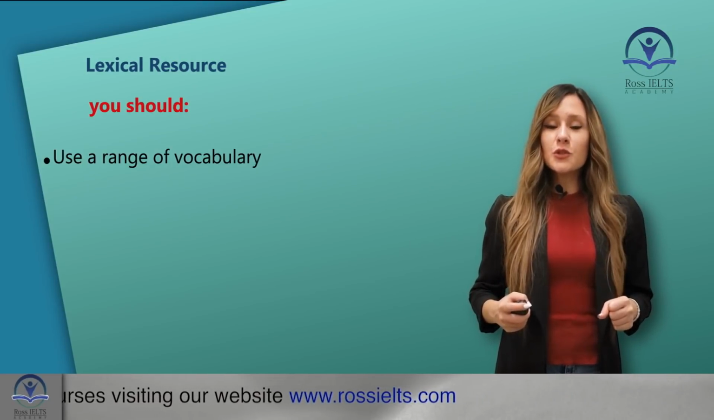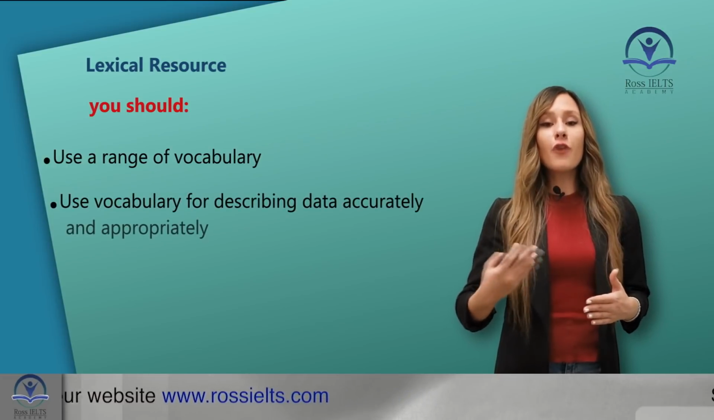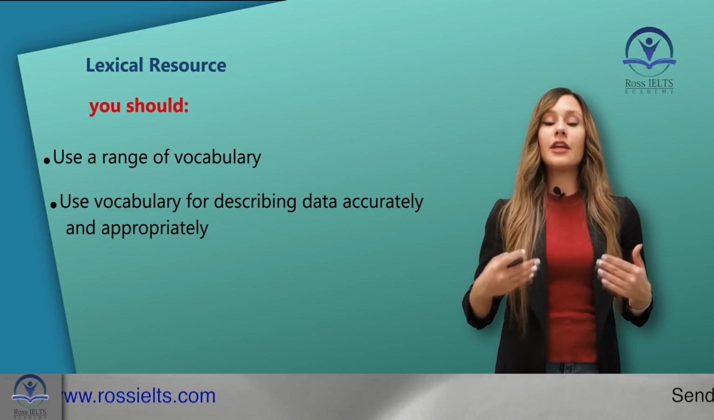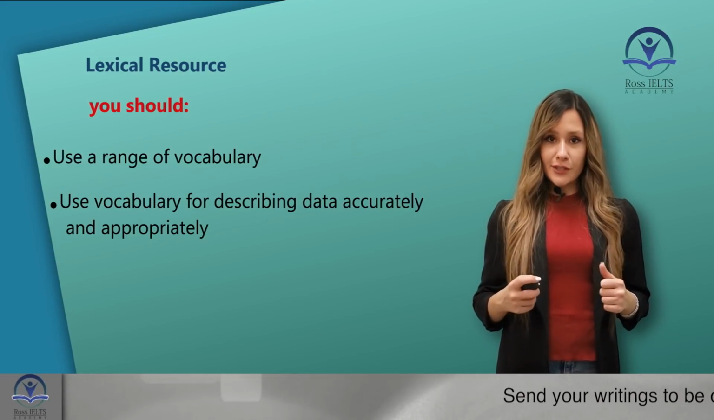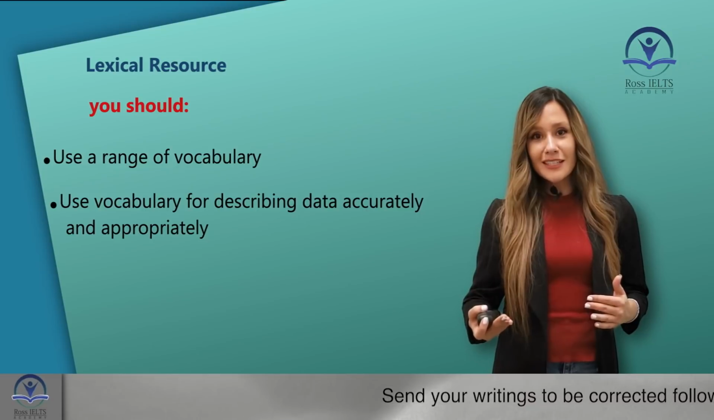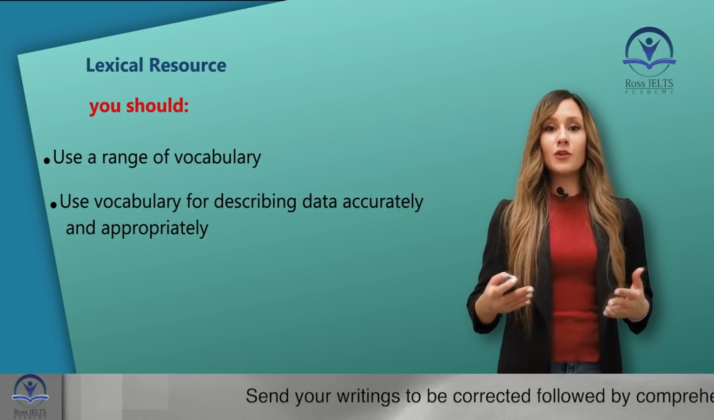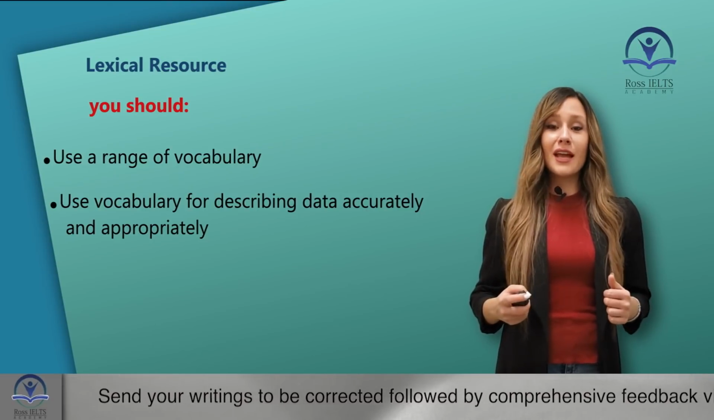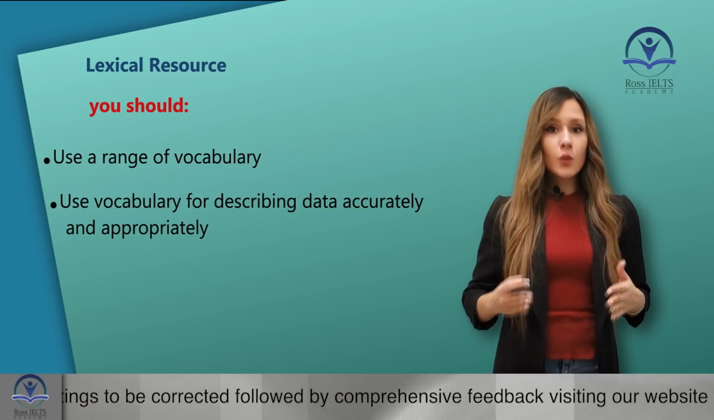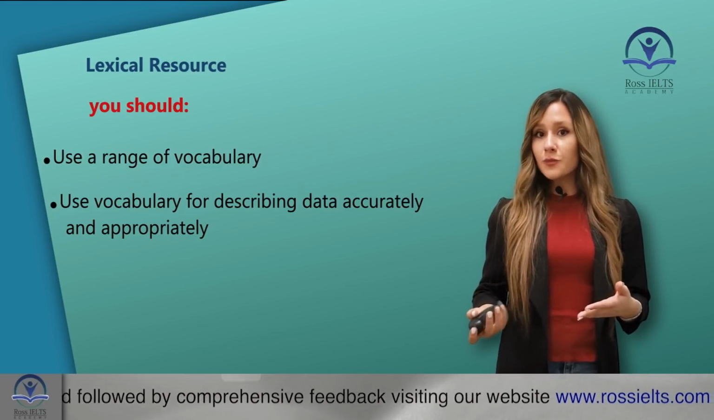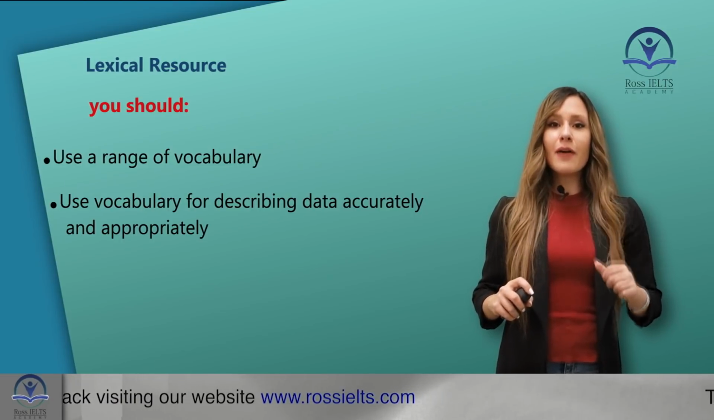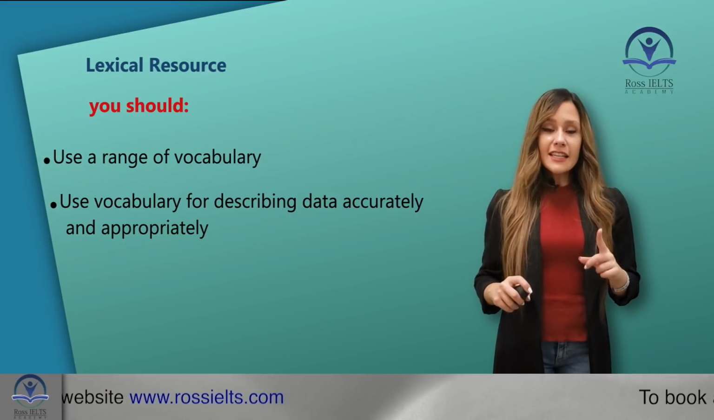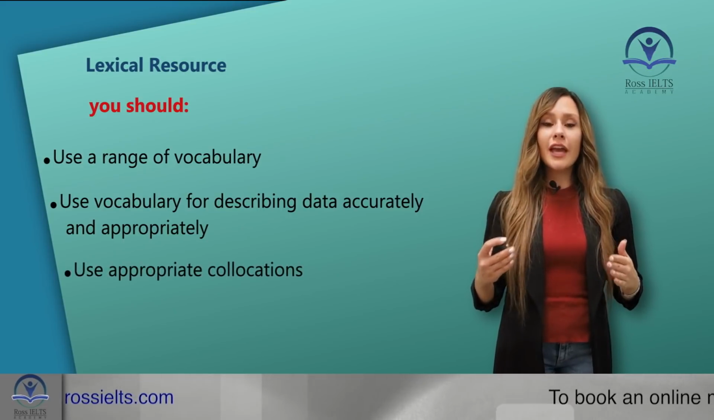The second thing you should do is to use vocabulary for describing data accurately and appropriately. It is important to use a range of words. What's more important than that is to use just the words that you're 100% sure about. So, if you feel like what you are using is not correct or appropriate in the sentence, don't use it. Think about accuracy first.